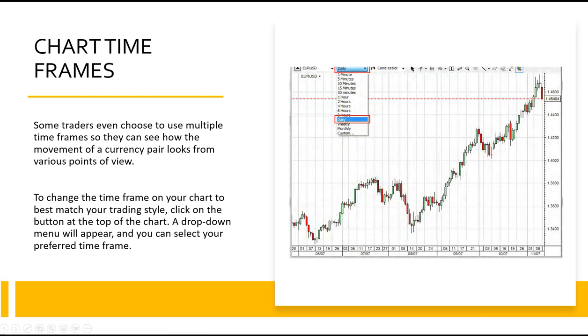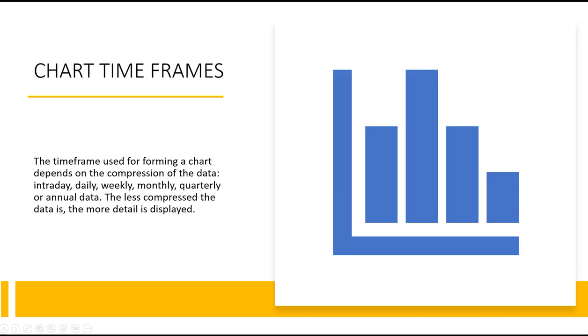A lot of charting services will allow you to drop several different time periods onto one chart, so you can see 3 different lines. To change the time frame on your charts to best match your trading style, click on the top of the chart, use the drop down menu up here, and select your preferred time frame.